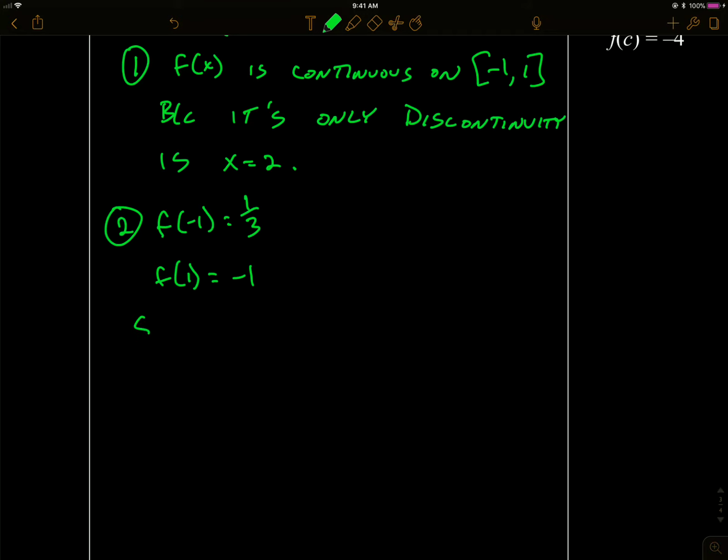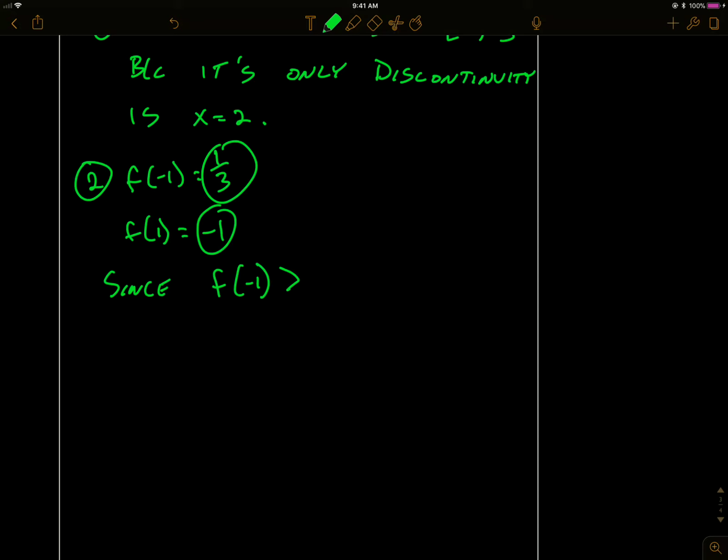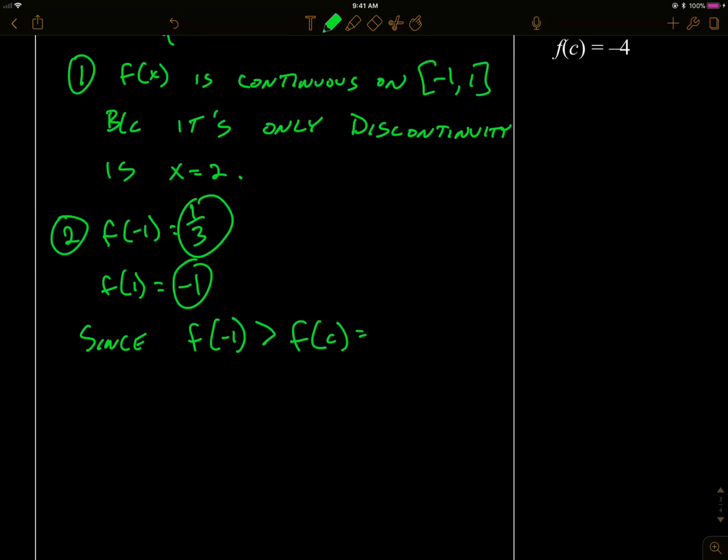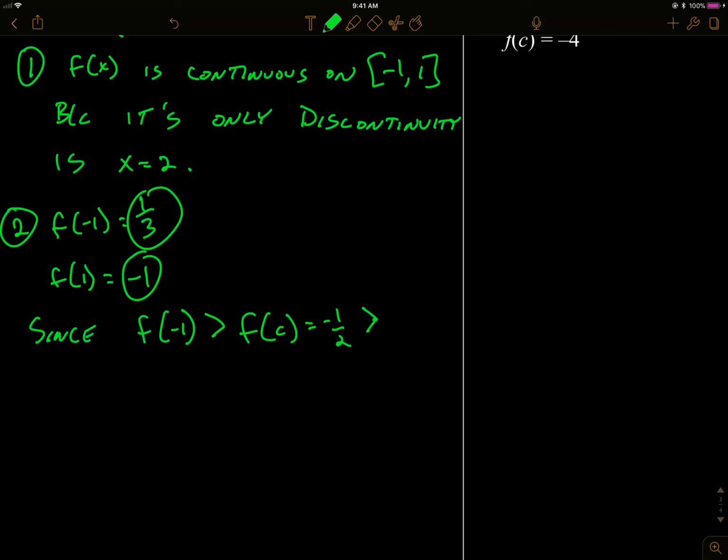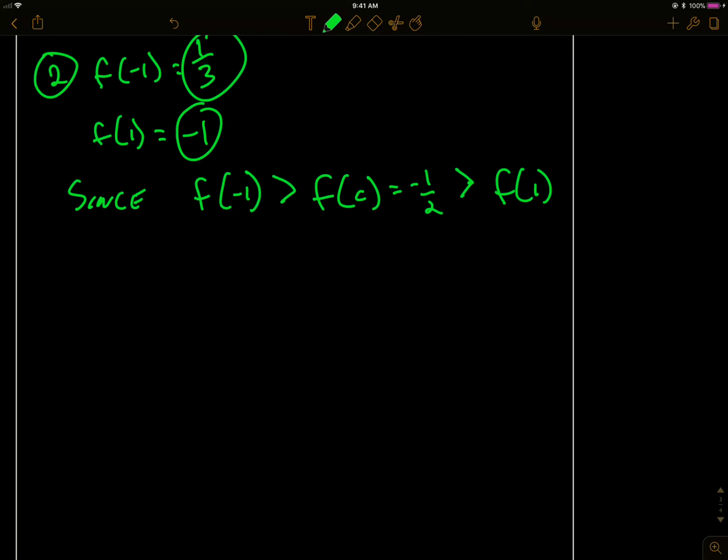So we're going to say since f of -1 is bigger this time, because this is the bigger value, right? The 1/3 is bigger than the -1. So that's going to be bigger than our f of c, which is what I like to restate so you know which one you're talking about. Like it's the y value of -1/2 is in between the y value of -1 and the y value of 1. Notice my signs are going in a different direction than last time.